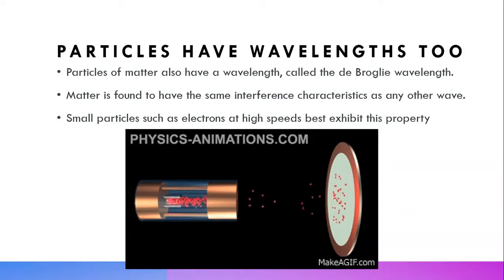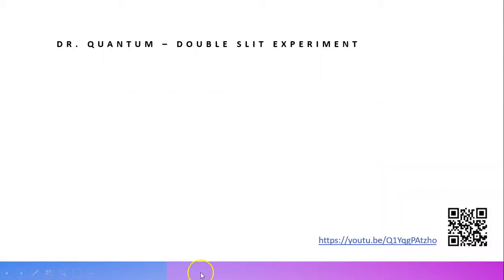Matter is found to have the same interference characteristics as other waves, but small particles such as electrons at high speeds best exhibit this property. Here we see the electrons coming through, exhibiting a diffraction pattern. Now the thing is that really we only see this with small particles because they're the only things that exhibit the proper wavelengths and diffractions. So we're going to have a short little video here to kind of explain that.